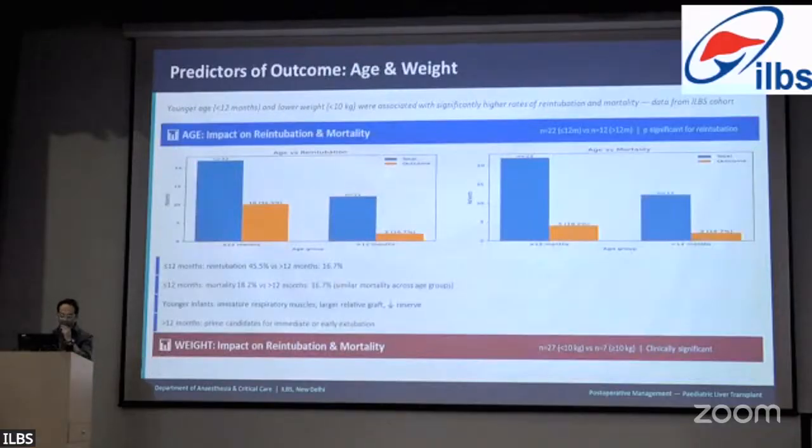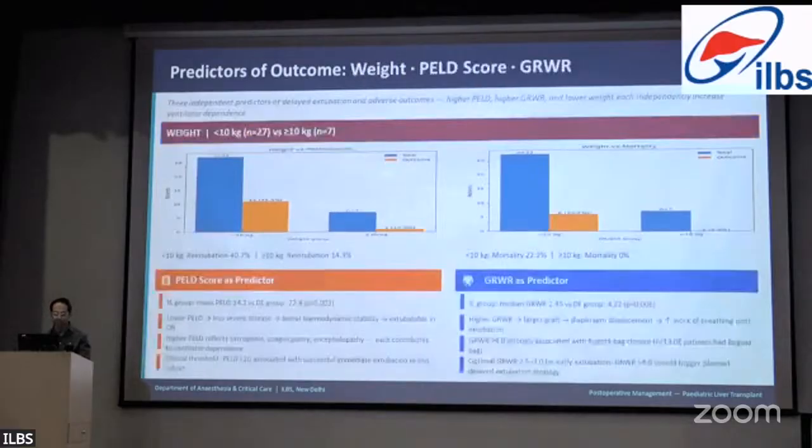What are the predictors of outcome? Age and weight. Children less than 12 months had higher reintubation rates. Younger infants had immature respiratory muscles. They receive a larger graft size and they have decreased reserves. So we should be more watchful in these infants. Similarly, infants with weight less than 10 kg had higher chances of reintubation. So we should be careful with these patients.